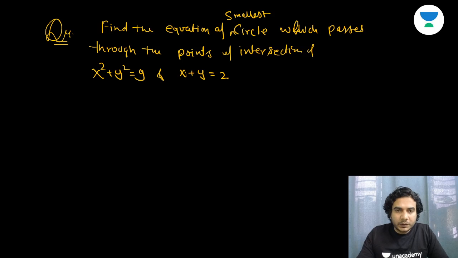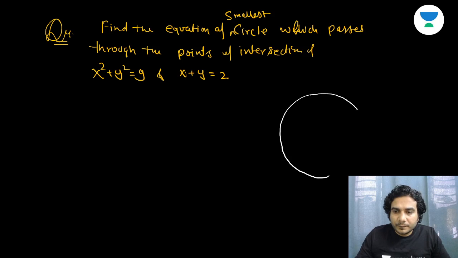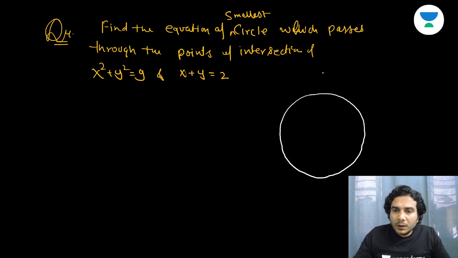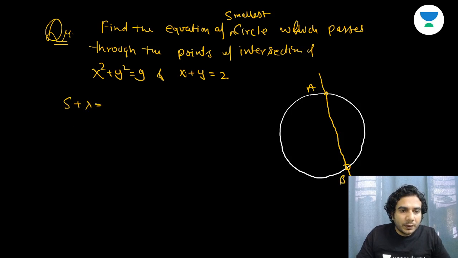All right, so let's solve it. Find the equation of circle which passes through the points of intersection of a given circle and a line. So in this case, you can see the circle is given, and a line is given which is intersecting the circle at 2 points. So we can write the equation of family of circles passing through these points A and B, which is S plus lambda L is equal to 0.